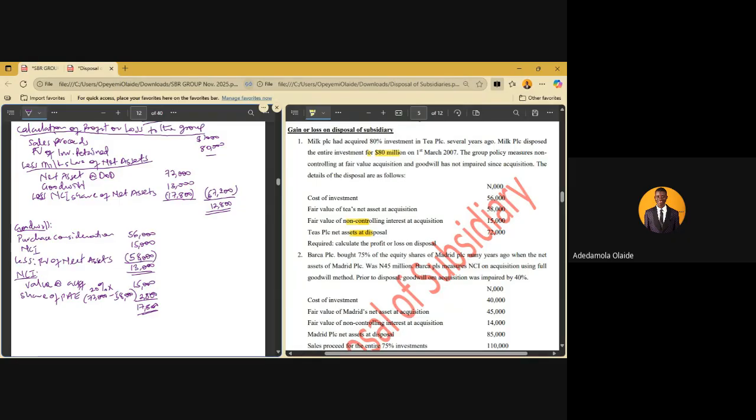So that is that. Sincerely, I would have loved to do more, but the way this pen is doing is really, really disturbing. You can see how my writing is scattered all over the place. I don't know why it's doing like that. Or let me try and close the sheet and reopen it if it will work.